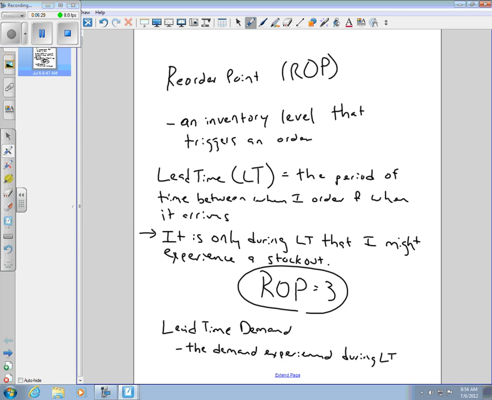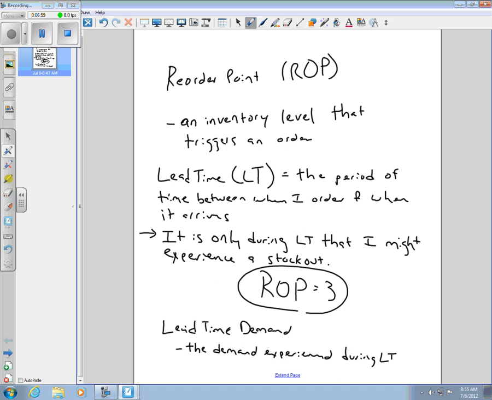Sometimes it takes the manufacturer 3 days to get it to me. Sometimes it takes them 3 weeks to get it to me. Sometimes demand is nothing. Sometimes demand is crazy. So lead time demand is something that varies. And lead time demand is going to be expressed as an average, and it'll have a standard deviation. So when something varies, we can express it. We look at what's the average lead time demand, and then what is some measure of the variance there? What is the standard deviation of lead time demand?